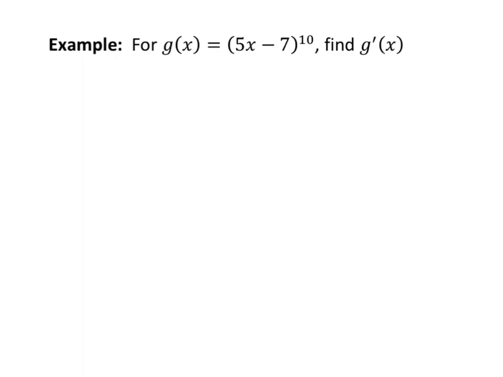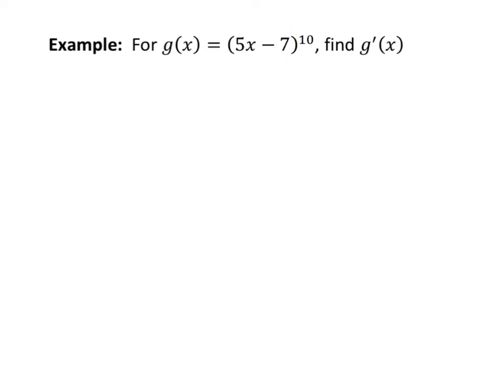So here I have g of x being 5x minus 7 to the 10th power. This is, in a lot of ways, a really, really simple problem because the outer function here is x to the 10th power, and the inner function is 5x minus 7.